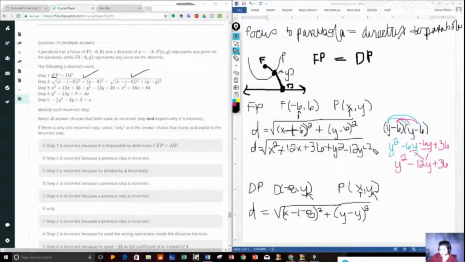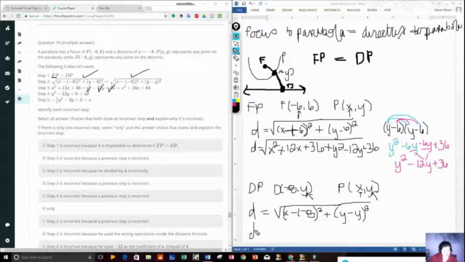So let's make sure that the step for finding the distance from the focus to the parabola is still correct. So then we have y squared minus 12y plus 36. Alright, so far so good. So now let's do the same thing for finding the distance between the directrix and the parabola.